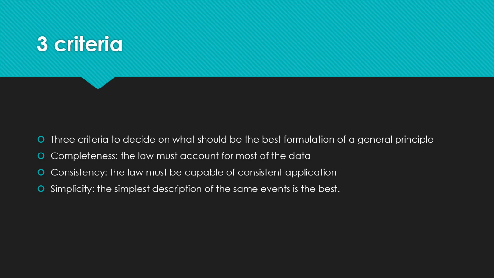The first one is completeness. The law must account for most of the data collected. The second is consistency. The law must be capable of consistent application. The third one is simplicity. The simplest description of the same event is the best. For example, we can describe rain in so many words, or it can be as precise as just water pouring from clouds. So, as a linguist, one should give priority to the simplest form of sentence, that is simplicity. So these three criteria: completeness, consistency, and simplicity.